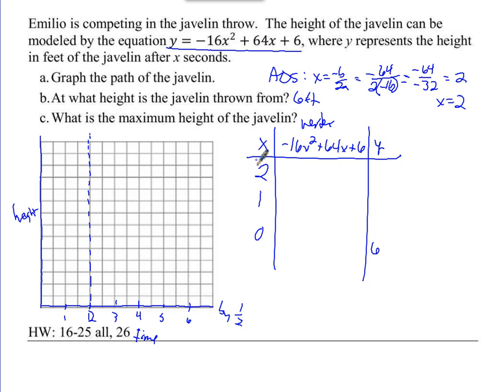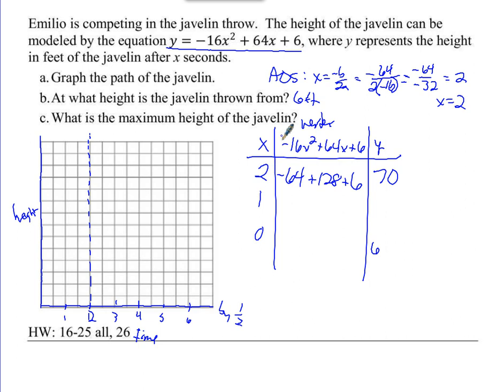Now for 1 and 2, I just got to substitute stuff in. So I have negative 16 times x squared. Well, 2 squared is what? 4. So what's 4 times negative 16? Negative 64. Good. Plus, we got 64 times 2. What's that? 128 plus 6. Now we just got to add those together. Hopefully you're doing that on a calculator, or you don't have to really. You get 70. So we got to make a scale that goes all the way up to 70 at least.